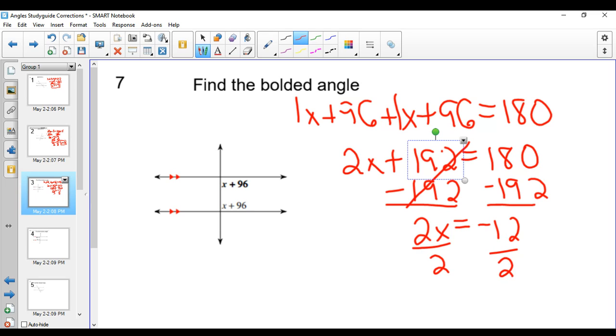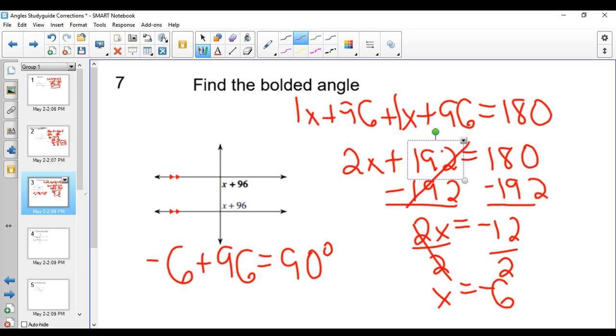Divide both sides by 2. So x equals -6. Now again, the question is not asking for the value of x. They want the actual measurement. So now I need to go and plug that value back in. So x plus 96 would be -6 plus 96, which gives us 90 degrees. So that's one way that you could think about that one.